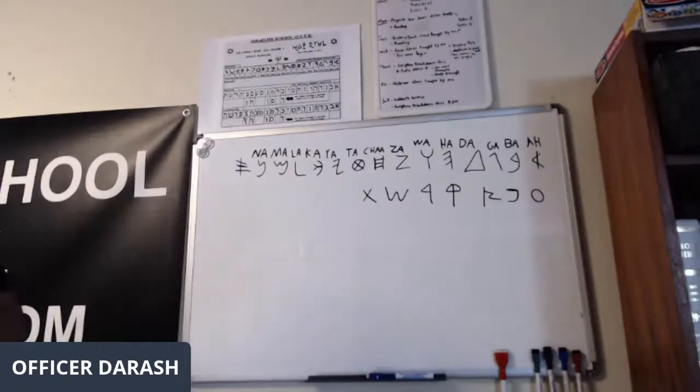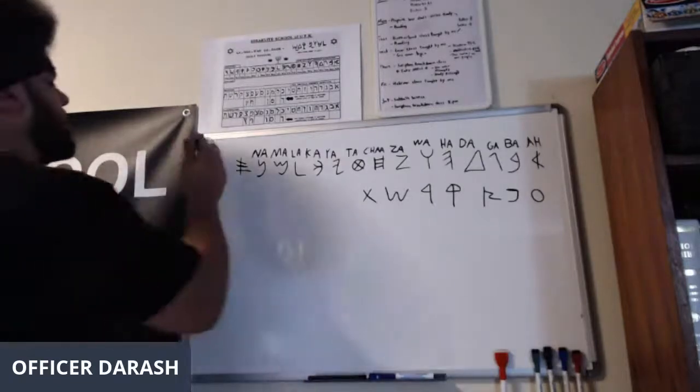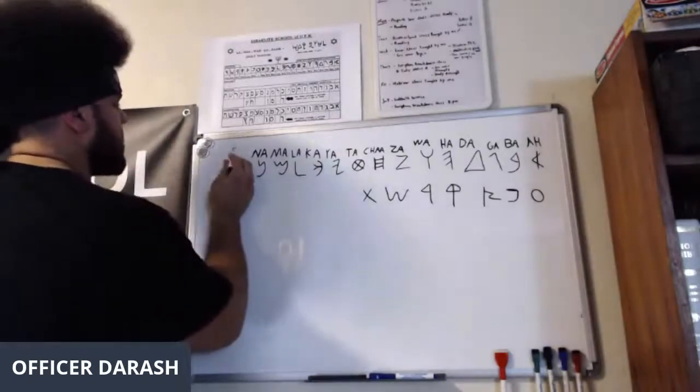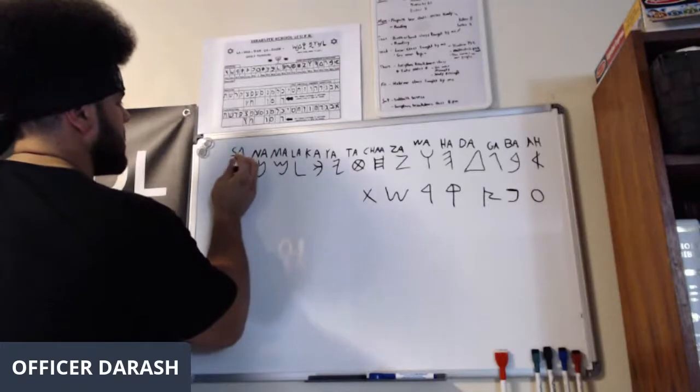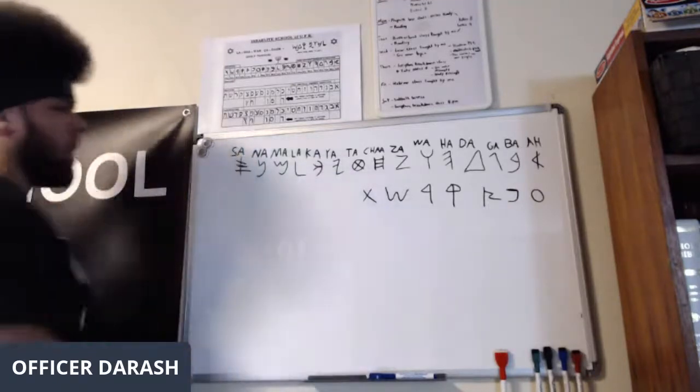Next, we got the sawad, which makes the SA sound. Sa. Full pronunciation is sawad.